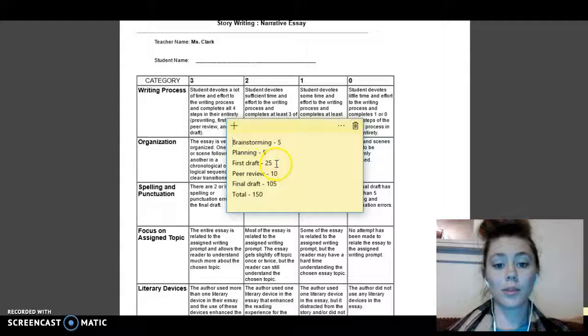Your first draft is worth 25 points. 10 points of that are completion, 15 points are based on a rubric that we will learn about here in a second. Your peer review is worth 10 points. There's a rubric for that I'll go over as well. And your final draft is worth 105 points. So that's a pretty good chunk of your project. So if I had to stress one area that you really need to put a lot of hard work into, it's your final draft. Okay, let's jump right into the rubrics then.